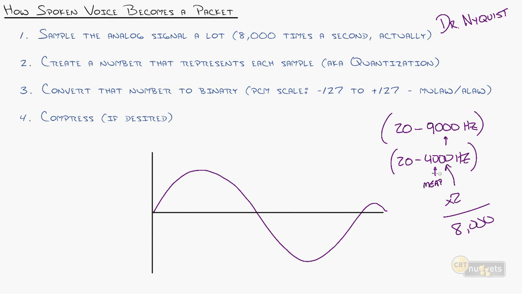So now what's with the 8,000? 8,000 what? Well, that's where we come into this scale called PCM. What is that? Pulse code modulation. What is it? It's a sampling scale that converts this into a bunch of binary numbers. Matter of fact, 8,000 of them every single second.